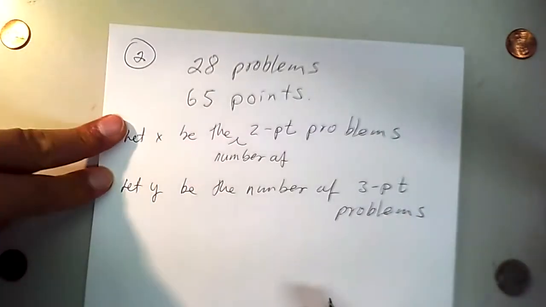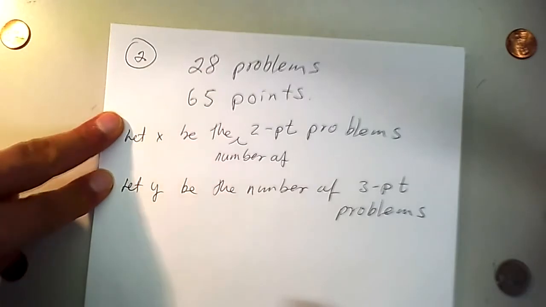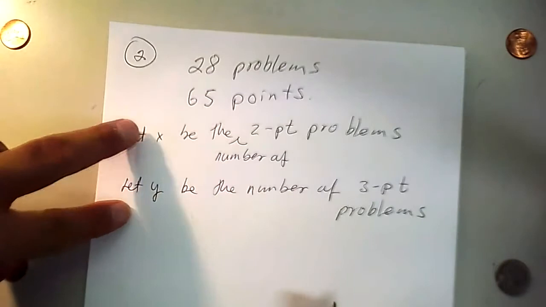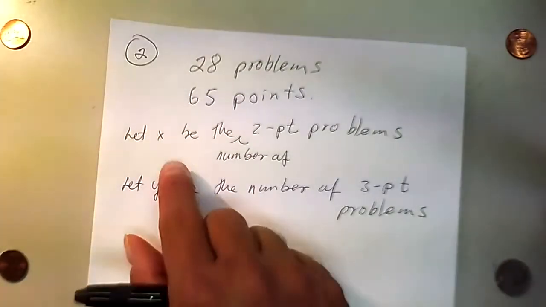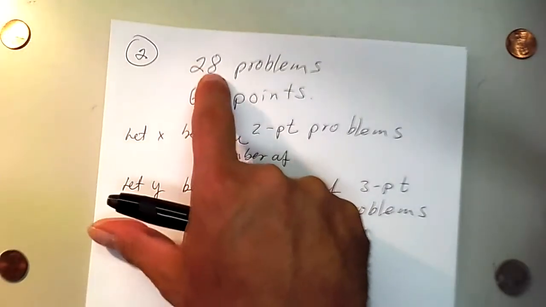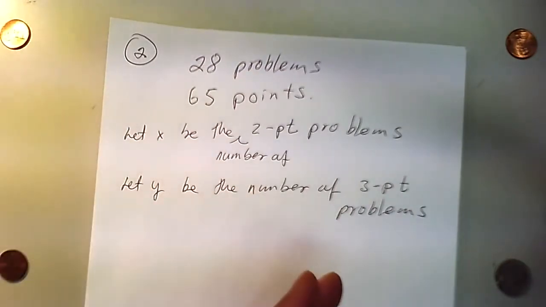Sometimes we get really lazy and we don't write this down. Technically, we should write it down every time we do a story problem like this, because we want to define what our variables are from the beginning. Okay, so together, they should add up to 28 problems. We have 28 problems. Some of them are going to be 2 points. Some of them are going to be 3 points. We don't know how many of each.